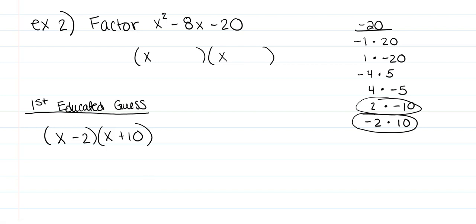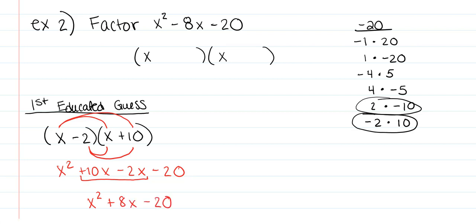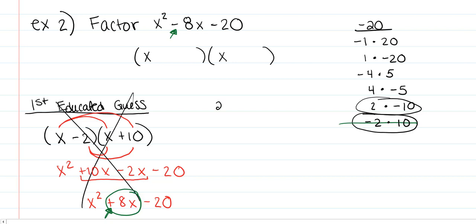All right, I distribute this, and I get x squared plus 10x minus 2x minus 20. Combine my like terms, and I get x squared plus 8x minus 20. My first and last term are correct, but still it's that middle term that has a plus instead of a minus. But that does eliminate -2 and 10. So I know it's not this, but let's take a second educated guess.